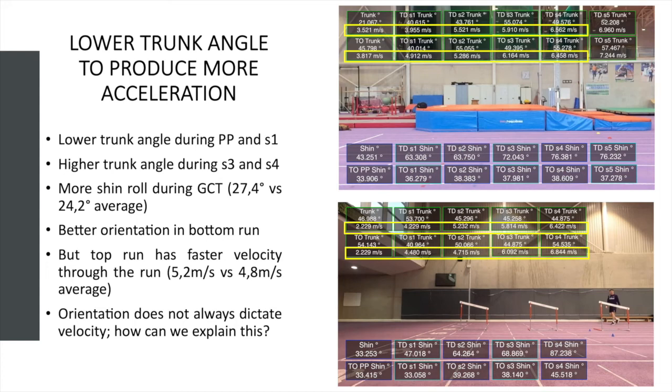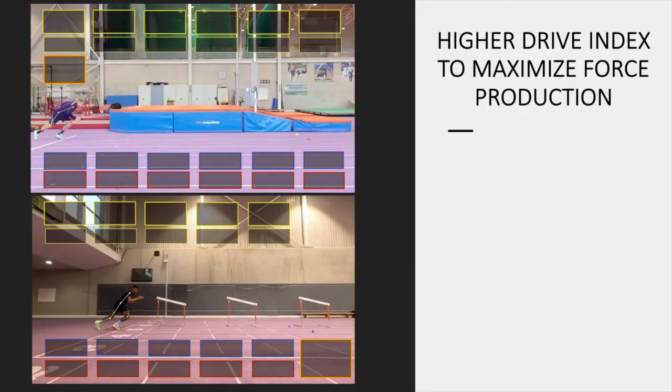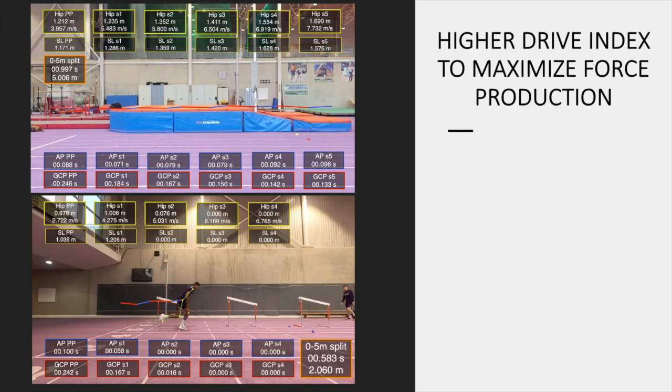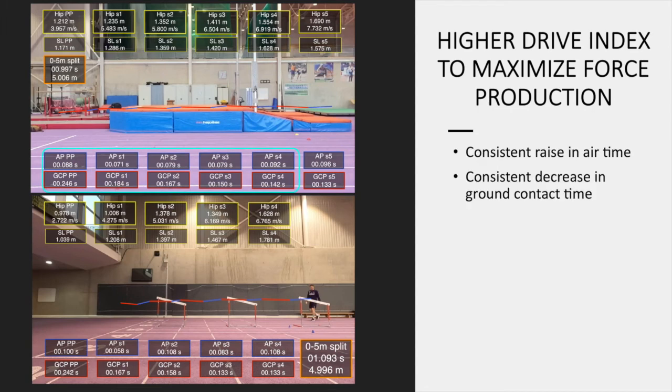So, if orientation does not dictate velocity, how can we explain this? Well, a higher drive index to maximize force production. So just to remind you, drive index is the ratio between ground contact time and air time. It illustrates the distribution of step frequency. We can see in the top run a consistent raise in air time and a consistent decrease in ground contact time. In the bottom one, we can see a lot of inconsistency.